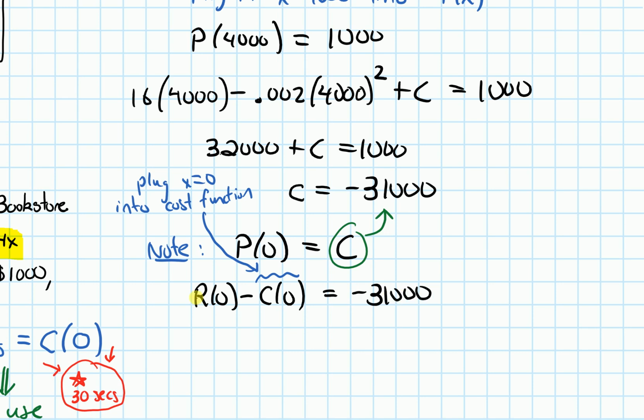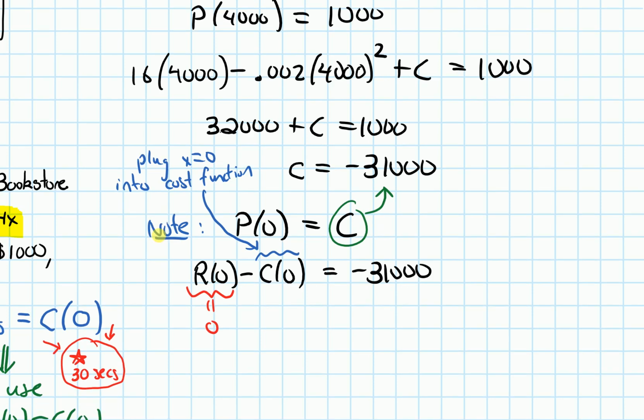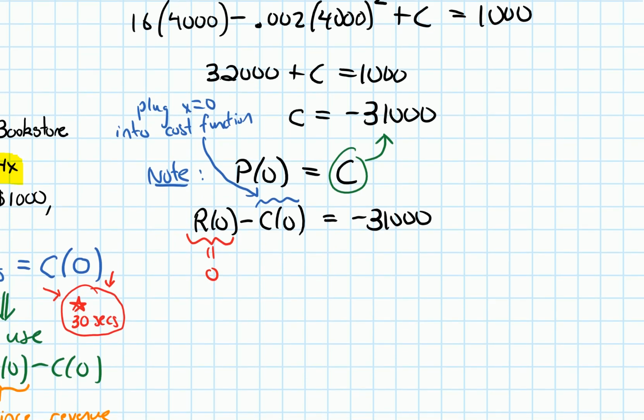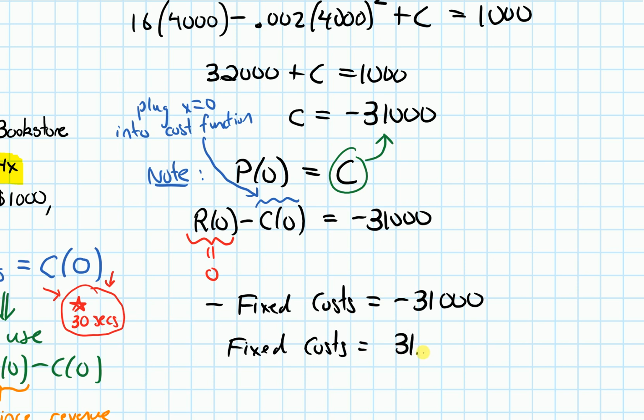All right, and at the start of the video, we said what R of 0 was. The revenue from selling 0 blue books is 0. We wouldn't make anything if we sold 0 blue books. We would make no revenue. And then C of 0, we said was the fixed cost. So negative fixed costs equals negative 31,000. So dividing both sides by that negative 1, we get that the fixed costs are positive 31,000, and the units of money in this problem were dollars. So fixed costs are $31,000.